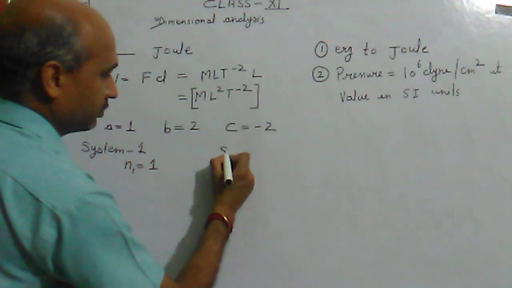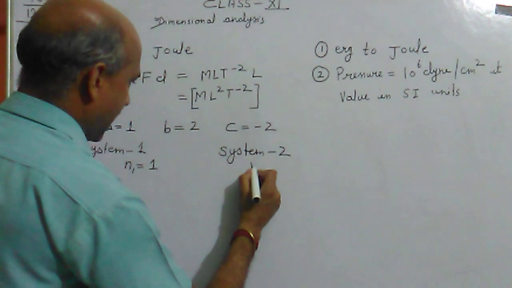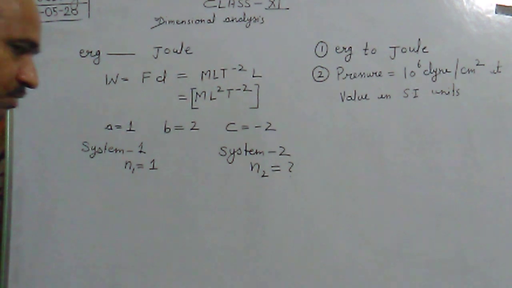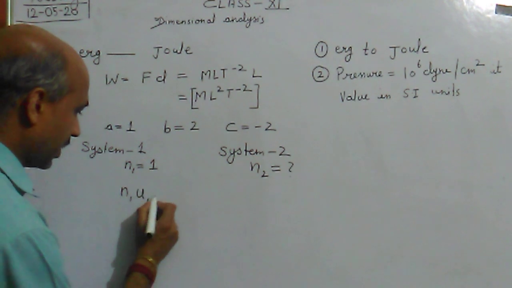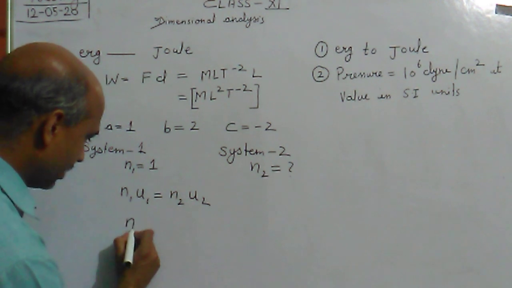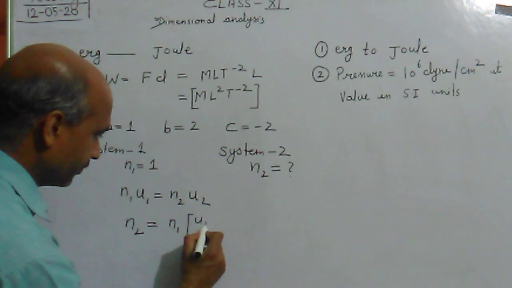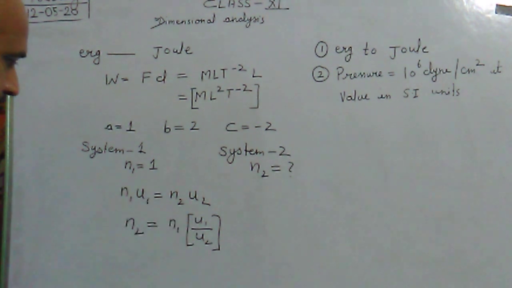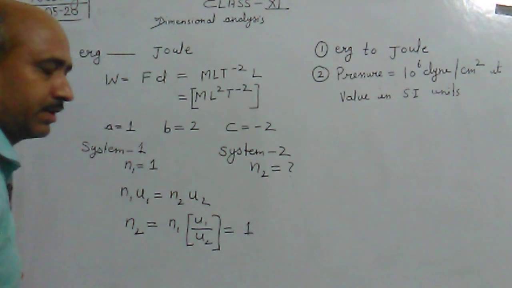And when we talk about the system 2, that means n2 we have to find. n2 की वैल्यू मुझे फाइंड आउट करनी है. We know the law क्या है वो, it is n1 u1 equals to n2 u2, and from here the value of n2 equals to n1 u1 upon u2. Okay, now put the units here. So n1 की वैल्यू कितनी है बच्चे, n1 की वैल्यू है 1, so we have written 1 here.